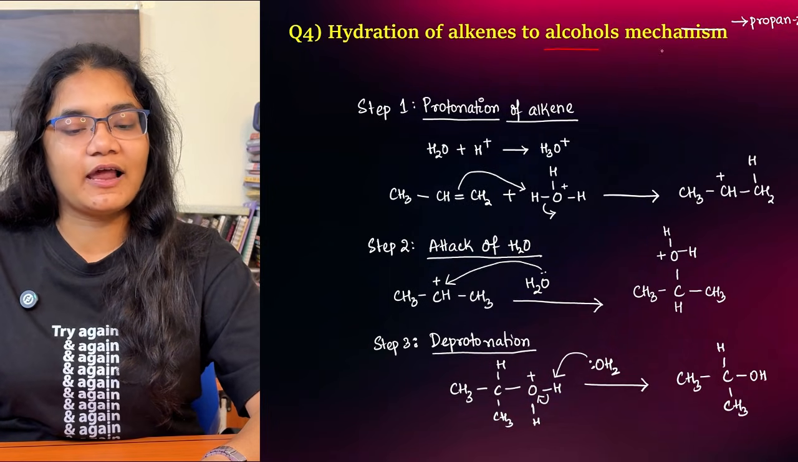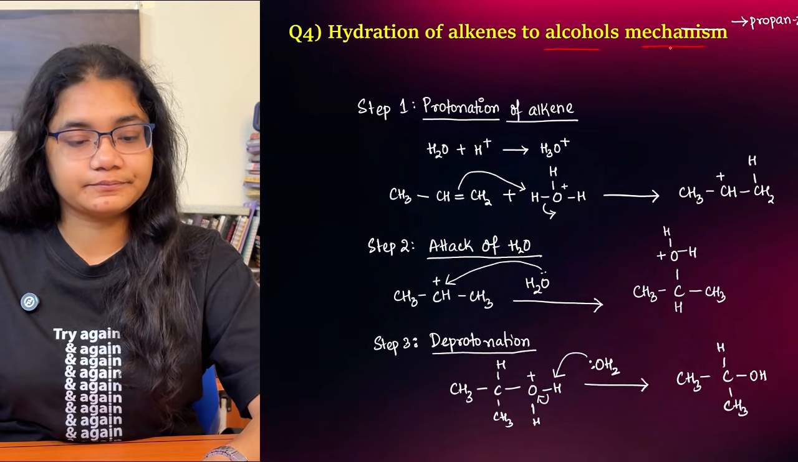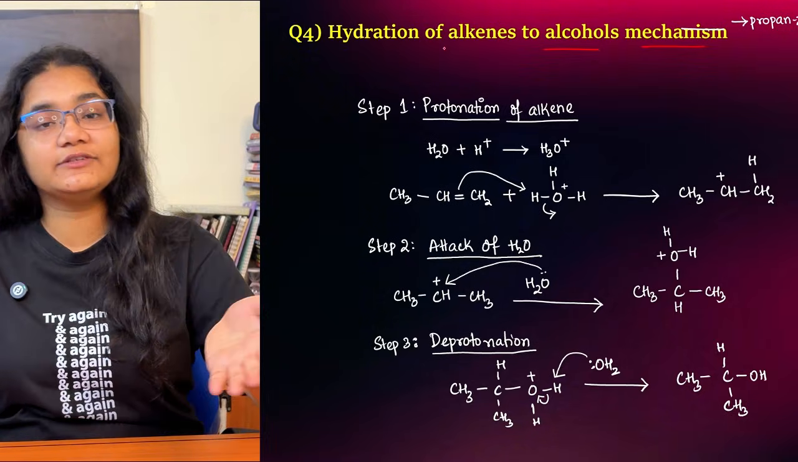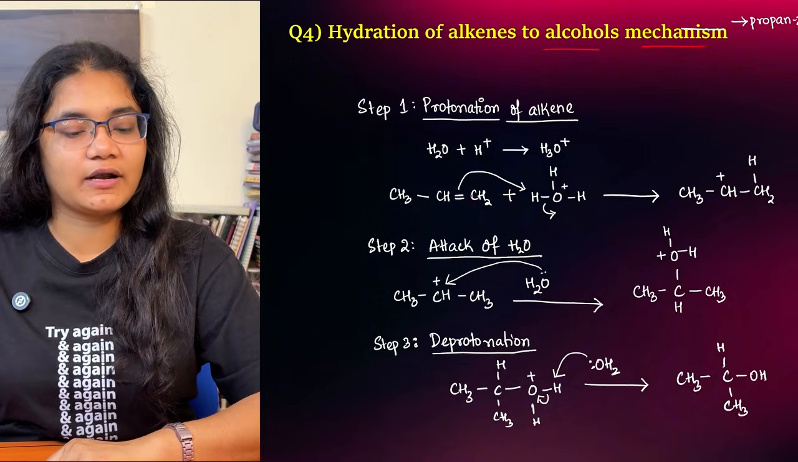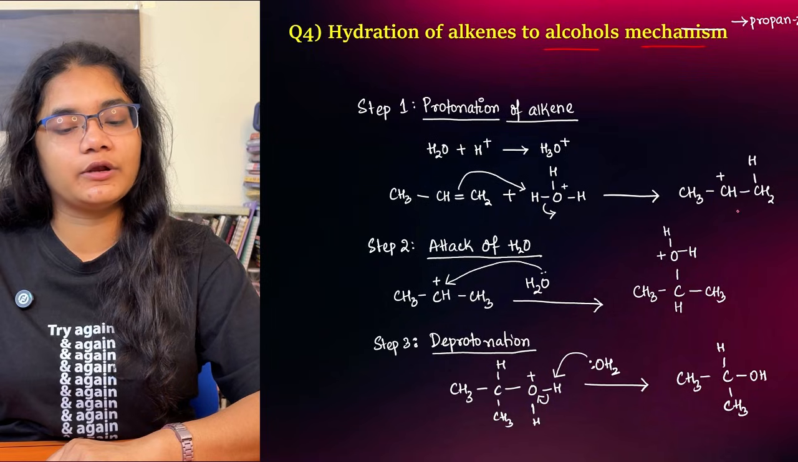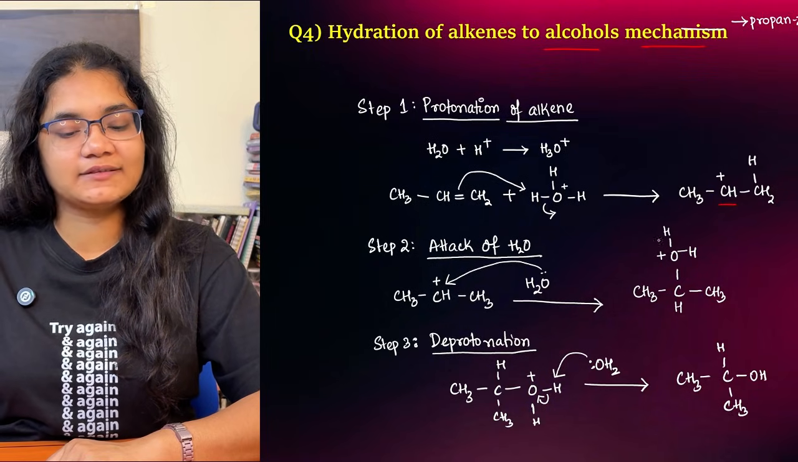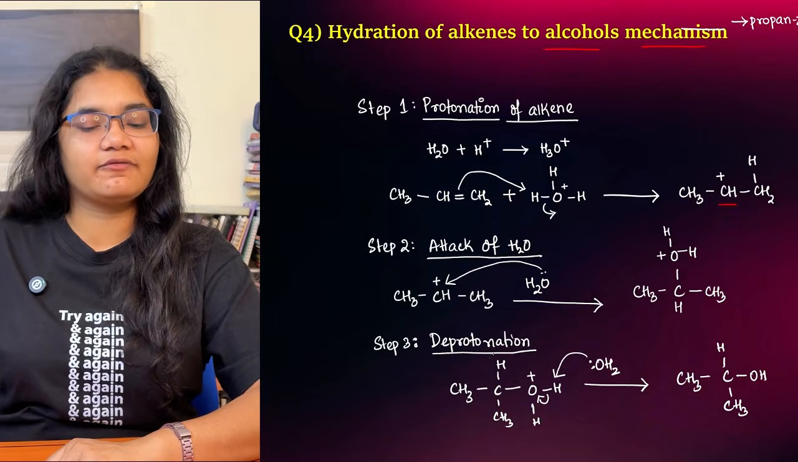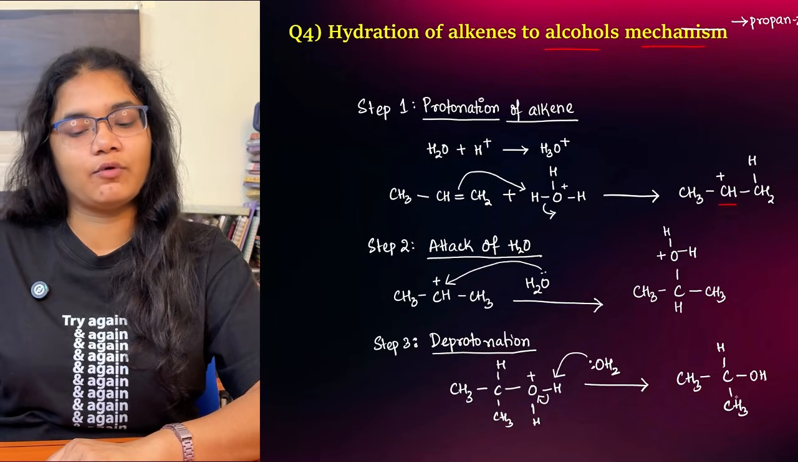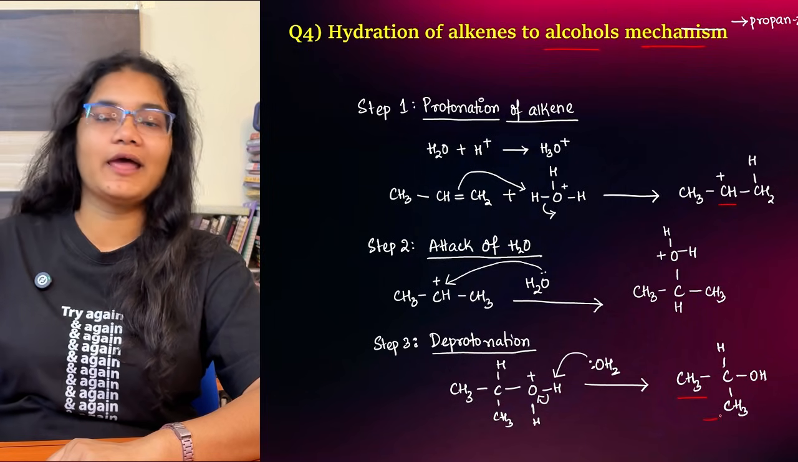Next is hydration of alkenes to give you alcohols. So first of all, what happens? Alkenes react with the water molecule and get protonated. Then in this protonated species, the water molecule attacks and the product is formed like this, and after that there is deprotonation, removing the water molecule, and you finally get your alcohol.